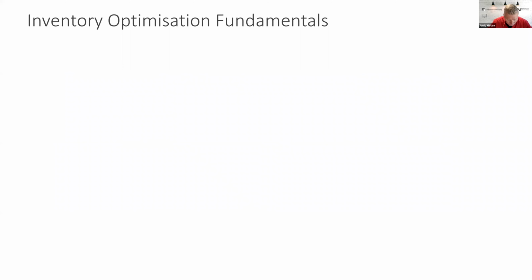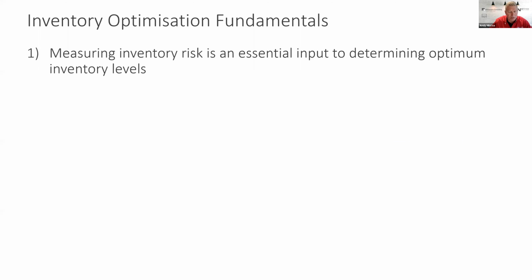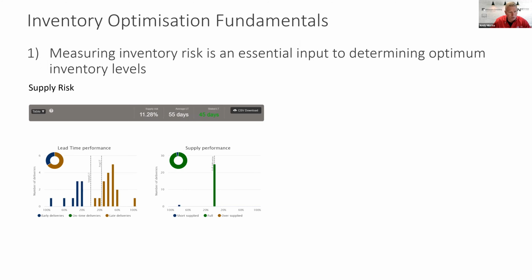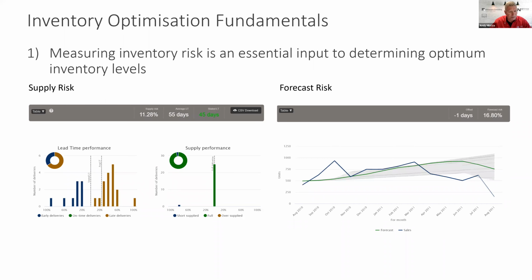Firstly, I'm going to cover 4 basic inventory optimization fundamentals and how they impact the framework of how the whole thing hangs together. One of the first and most important things is that we need to measure inventory risk. Otherwise, we're unable to determine what the optimum level of inventory should be. Inventory risk is generally driven by 2 key drivers. One is from the supply side: how good are our vendors at delivering on time and in full? A vendor could be an external supplier, a manufacturing facility, or even a distribution center that supplies your distribution network. The second is monitoring how well we forecast: how reliable are we at predicting our future sales?